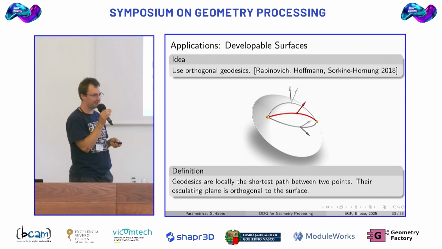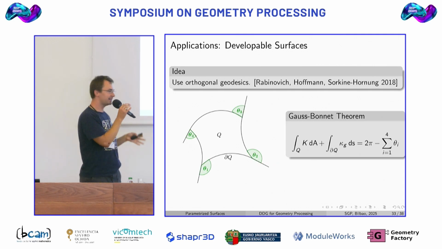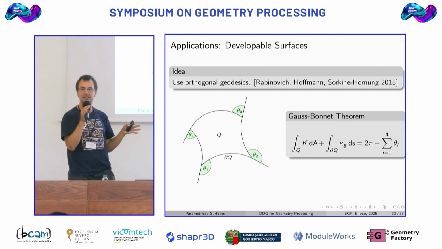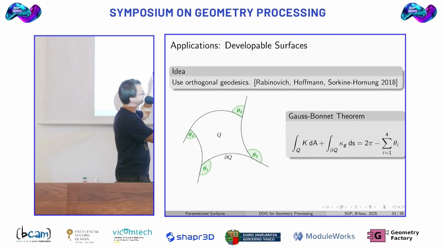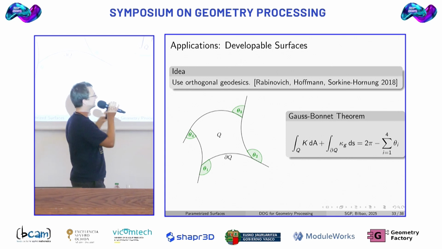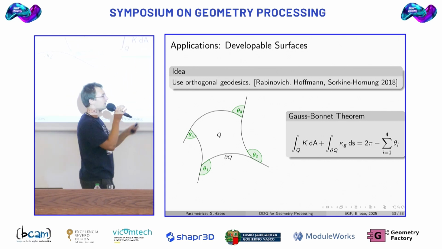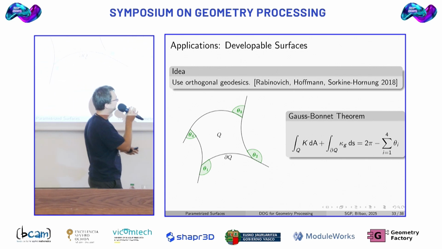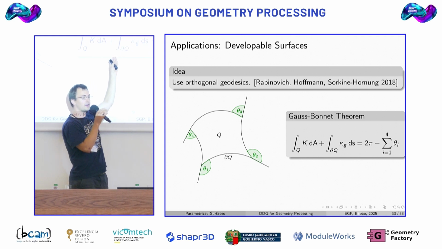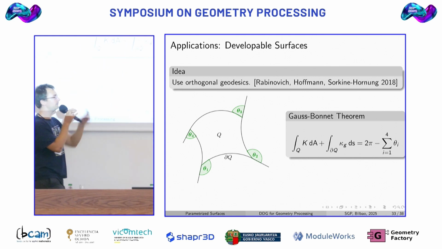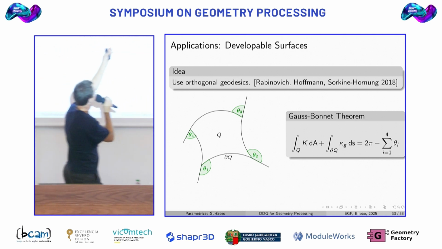Anyway, we can use this for developable surfaces because orthogonal geodesics can only exist on developable surfaces. And the reason for this is the famous Gauss-Bonnet theorem. If you integrate the Gaussian curvature K over some area Q, and then you add the geodesic curvature integrated over the boundary of this domain, then this is equal to 2 pi minus the sum of these exterior angles.